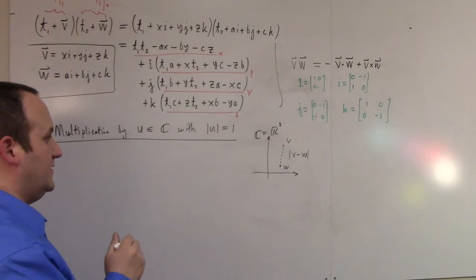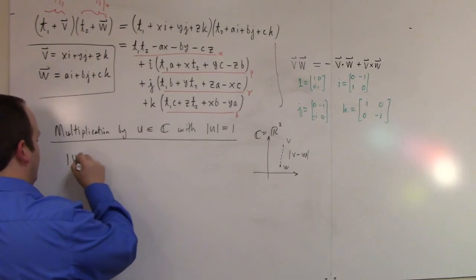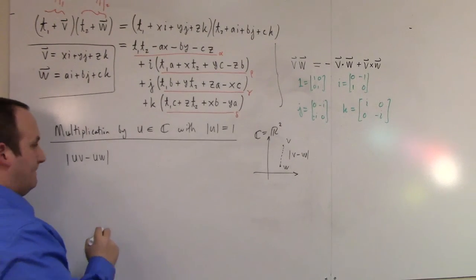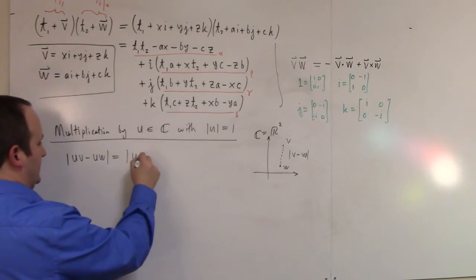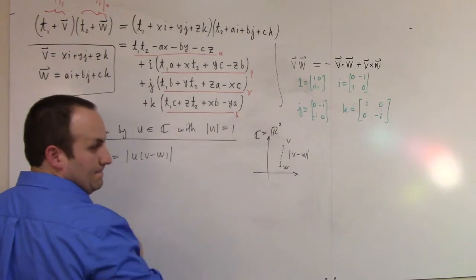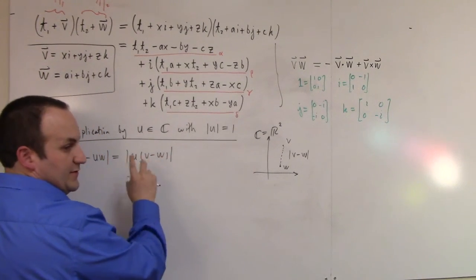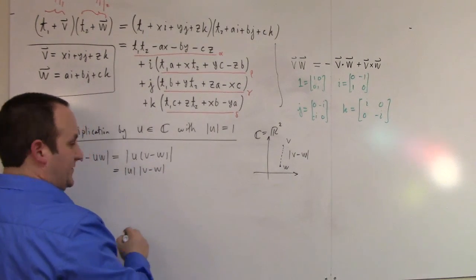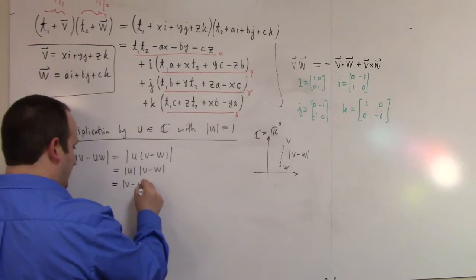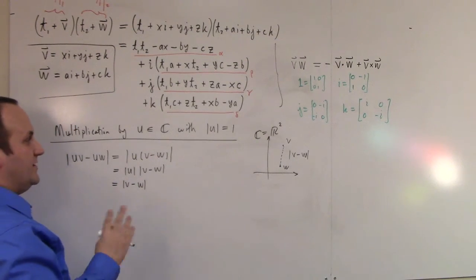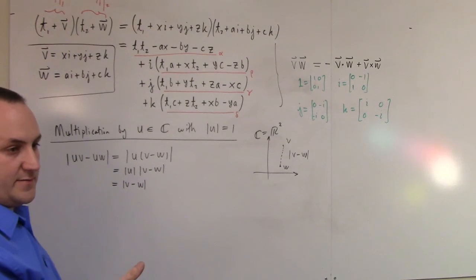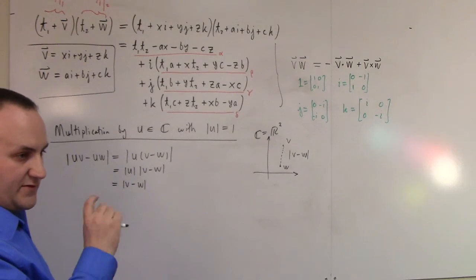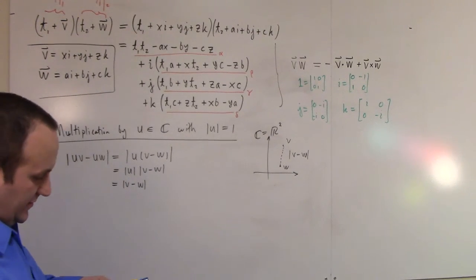All right, so V minus W is the distance, right? So what if you look at the distance from UV minus UW? The distance is the absolute value of U times V minus W, but the absolute value is multiplicative. And there you go. So therefore, unimodular complex numbers, complex numbers with length 1, are isometries. They preserve the distance between points in the plane under multiplication.